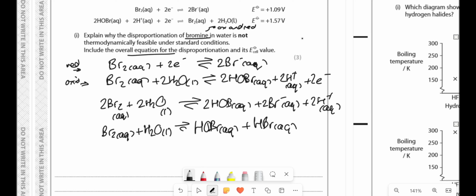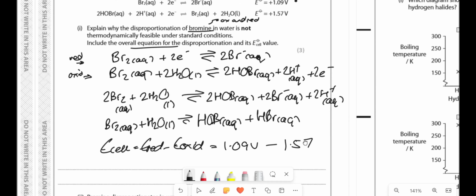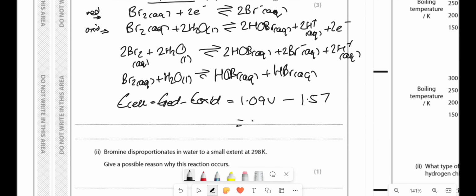We need to describe why it's not feasible. E cell equals whatever's being reduced minus E oxidized. Now what that means is we need to look at what's being reduced and what's oxidized. So this one's being reduced, so it's 1.09 volts, minus what's being oxidized, which is 1.57. If we do that, we end up getting minus 0.48. The E cell is less than 0, therefore it's not feasible.